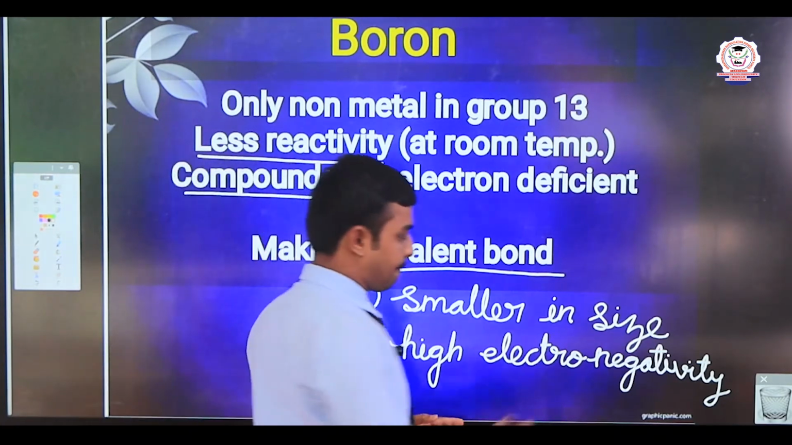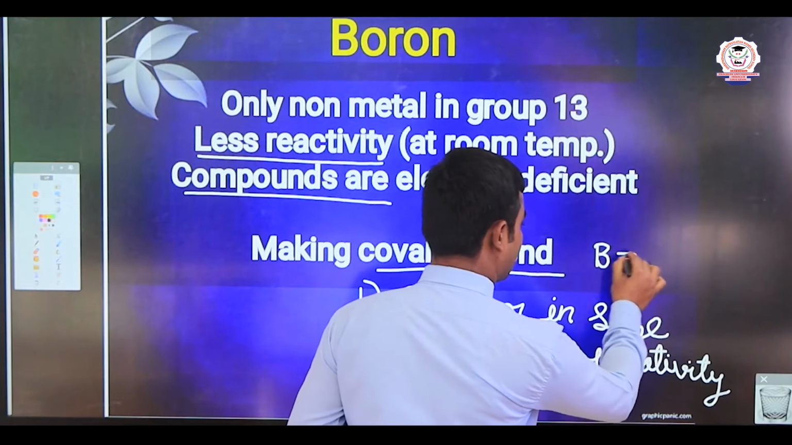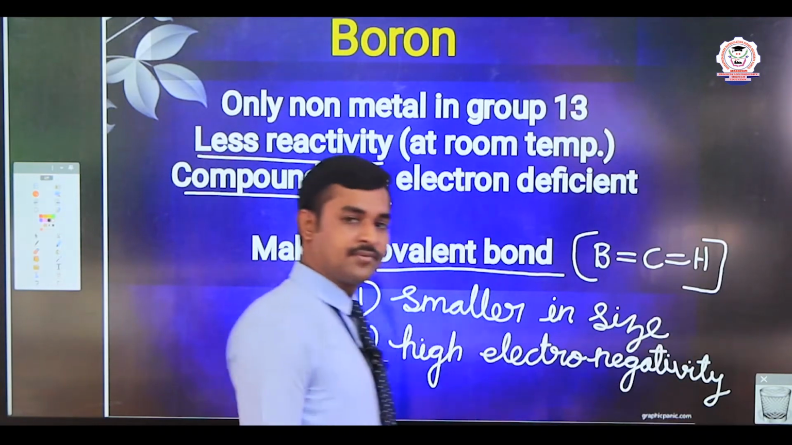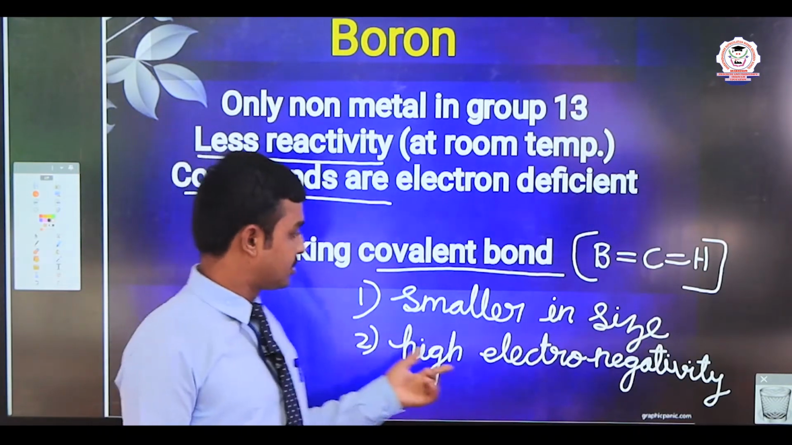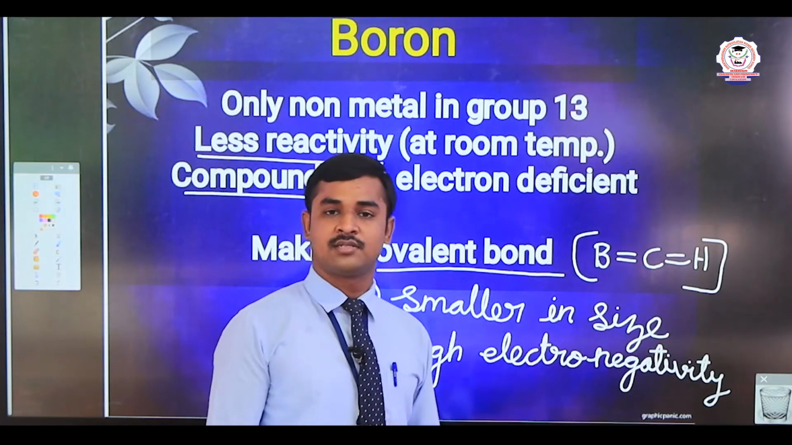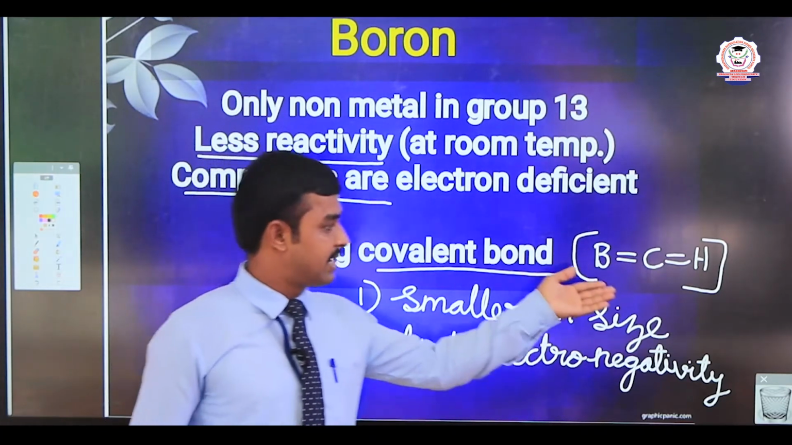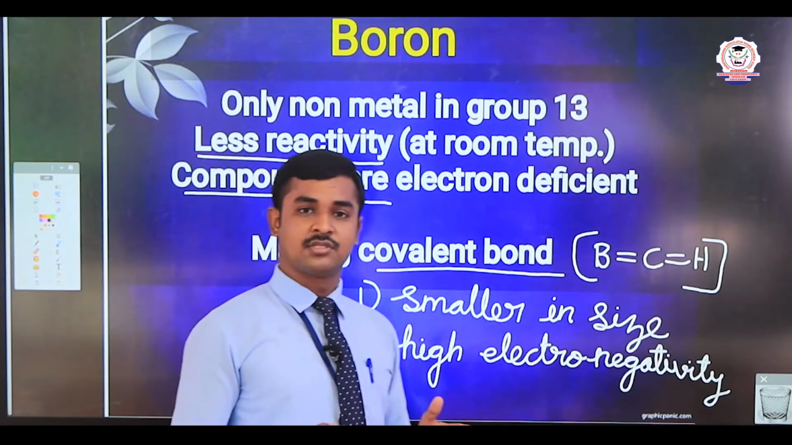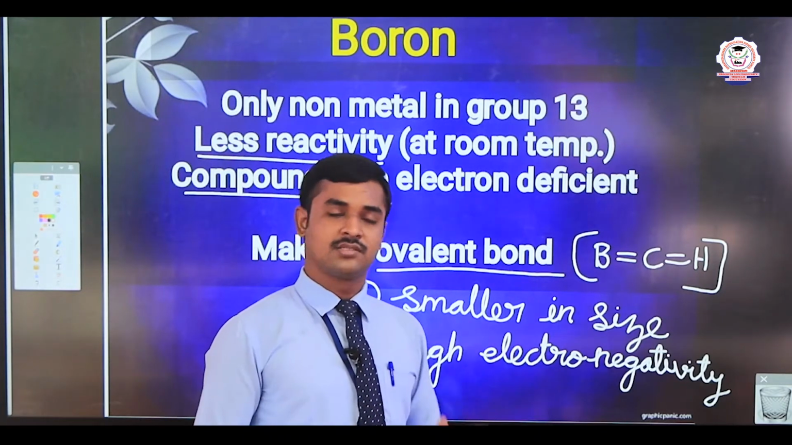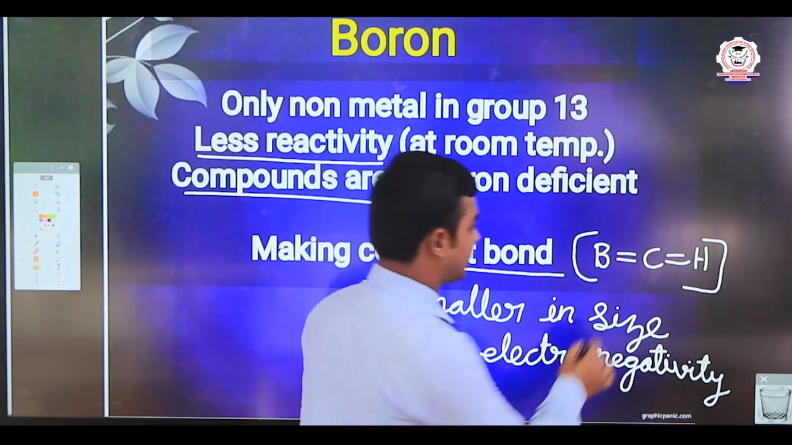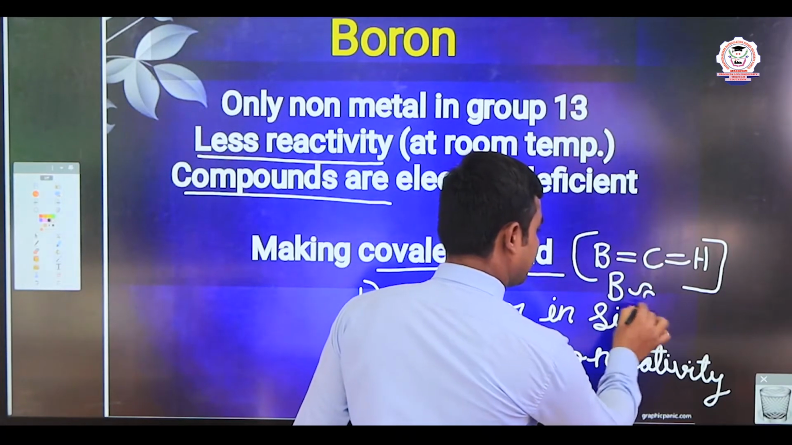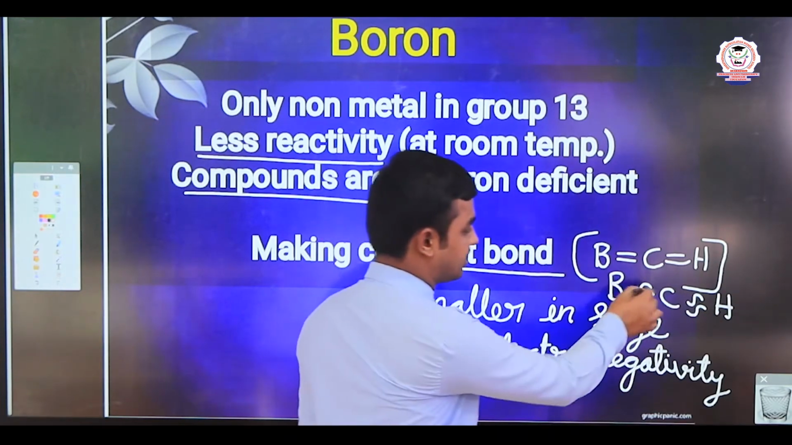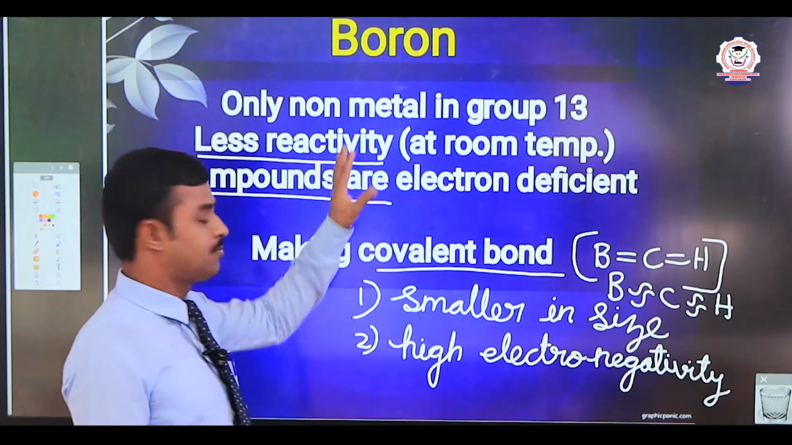Not only boron, carbon and hydrogen also have similar electronegativity values. So the electronegativities of boron, carbon and hydrogen are similar. You can remember it and use it for the 1 mark question also. For the electronegativity values of boron, carbon, hydrogen, you can write that they are similar. Boron similar to carbon, similar to hydrogen. Similar can be written with this type of symbol. These are the characters of the boron element.